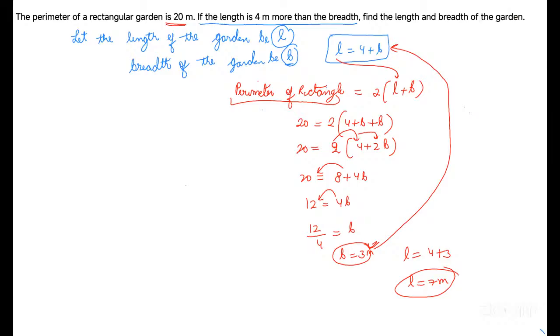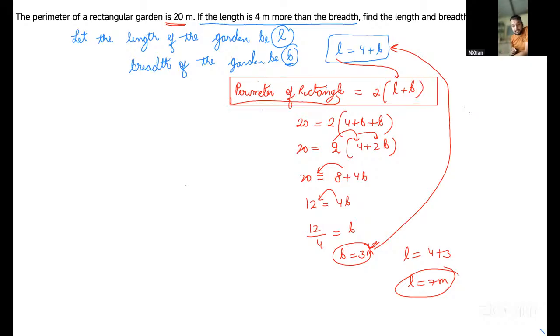Yes, Joshua. Yeah, I didn't get how does the 2 come? Which part, beta? Yeah, 2 into L plus B, length plus breadth. This is the formula. You have to remember this formula. The perimeter of a rectangle is 2 into L plus B. This formula you have to remember. Okay, so 2 is part of the formula. Yeah, 2 is part of the formula. Okay.